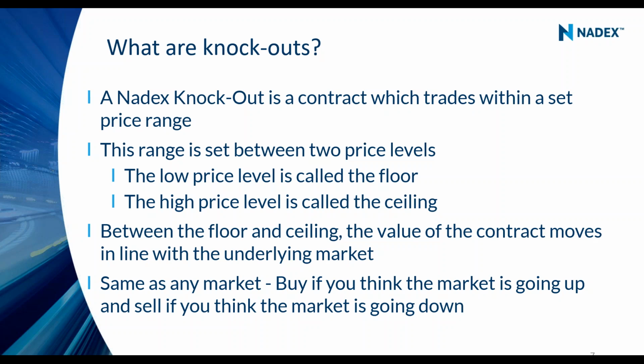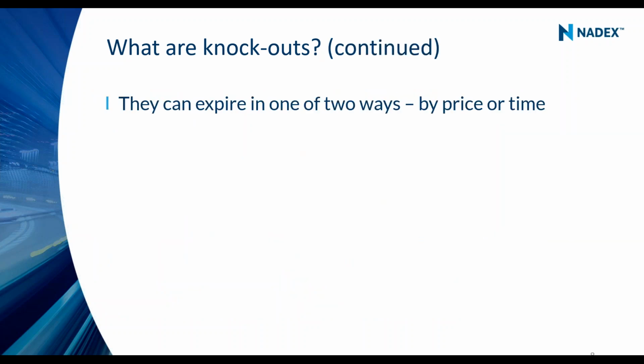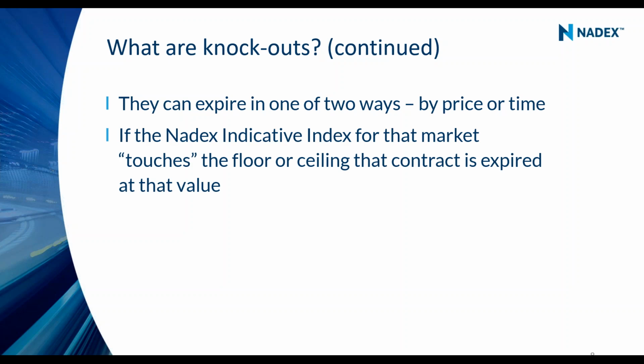So I'll show you that. If you thought the Nasdaq was growing higher, you could buy a Nadex knockout Tech 100. If you thought the Nasdaq 100 were going lower, you can sell the US Tech 100 Nadex knockout. So you just trade the price of the underlying market. Now, I mentioned that we've got this floor and the ceiling. This is how a knockout expires. And a knockout, it's also going to have a settlement time, but it can also end early due to price.